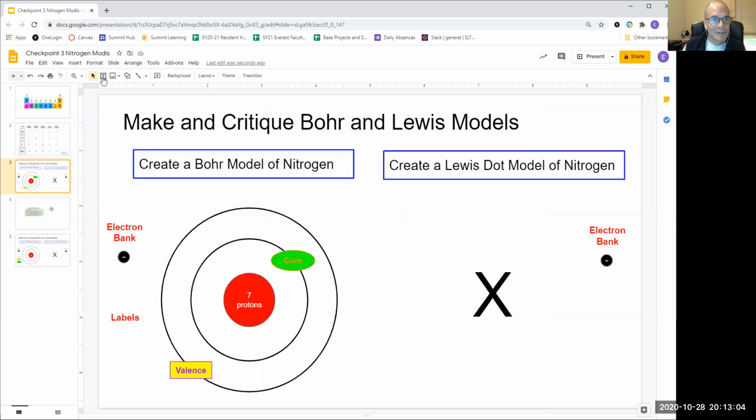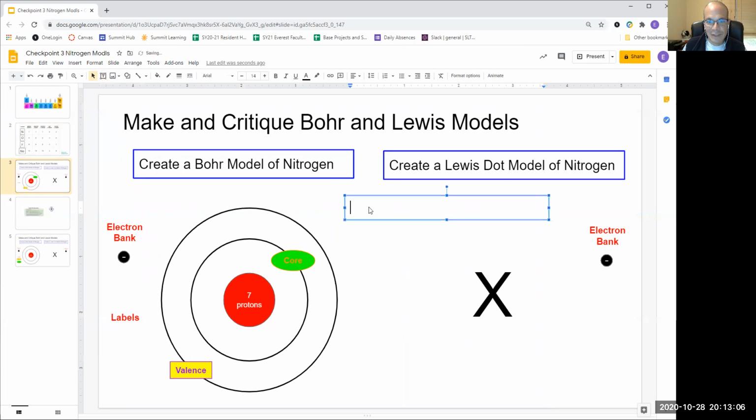And I'm going to just start a little text box here, so that's something that we can refer to, so I don't have to jump back and forth between this slide and the other slide.